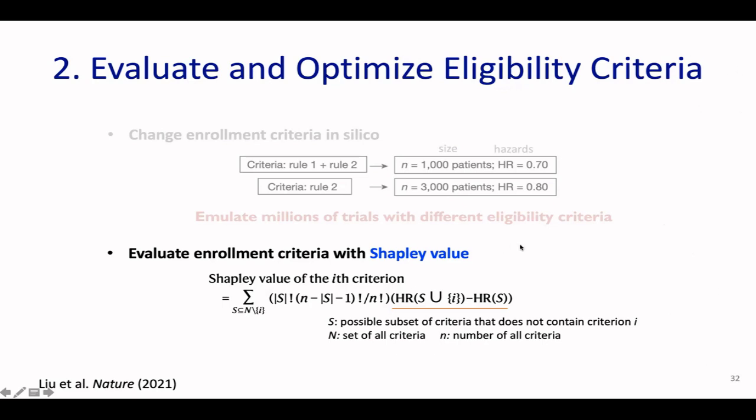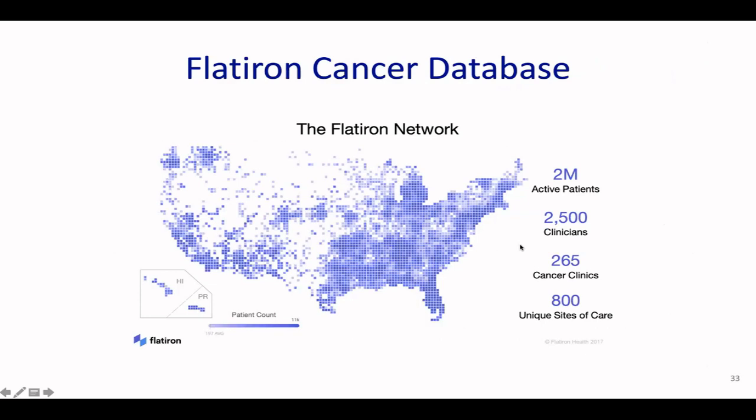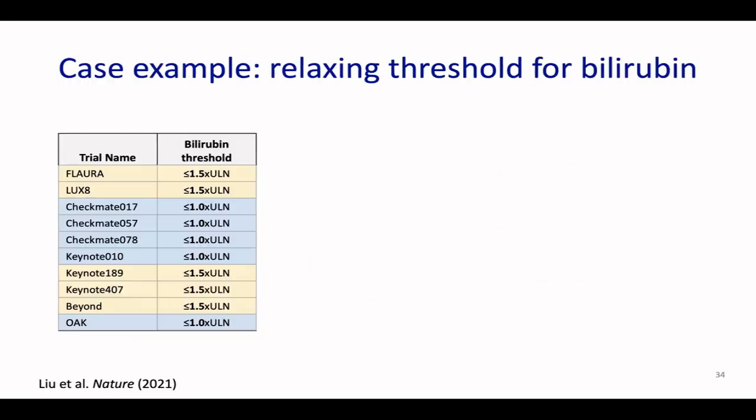Okay, and so we implement our framework on a real-world cancer database, the Flatiron cancer database. The Flatiron network has more than 2 million patients for whom we have medical records. So you can extract the patient's treatment information, follow-up information, and health conditions from their medical records. Here I'll give one example.